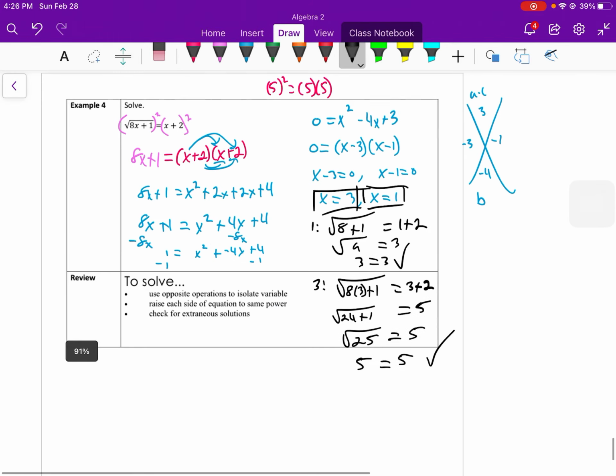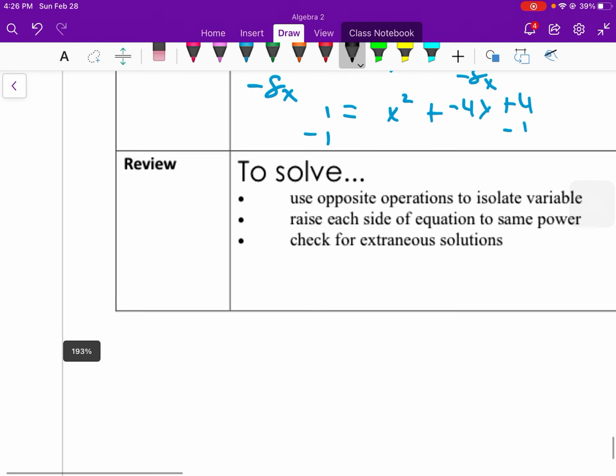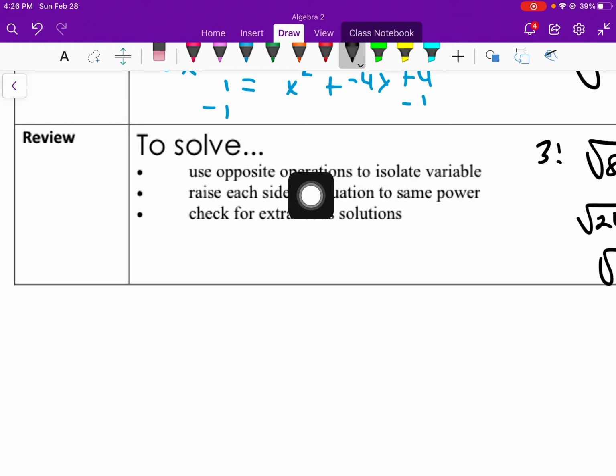So those are the steps we're going to want to take when solving roots. Use opposite operations to isolate the variable. Raise each side of the equation to the same power. You must do the same to the left and to the right. And check for extraneous solutions.